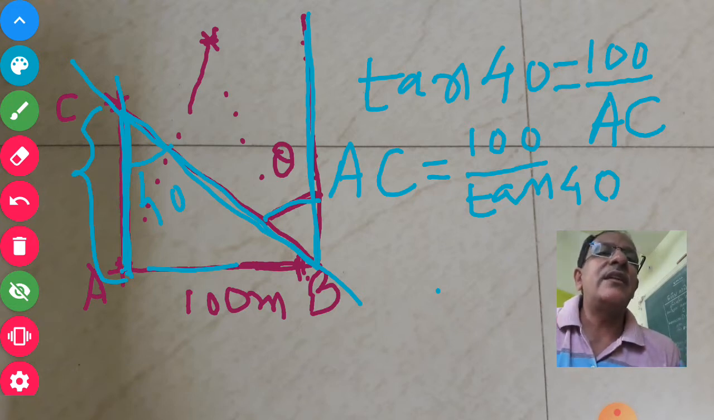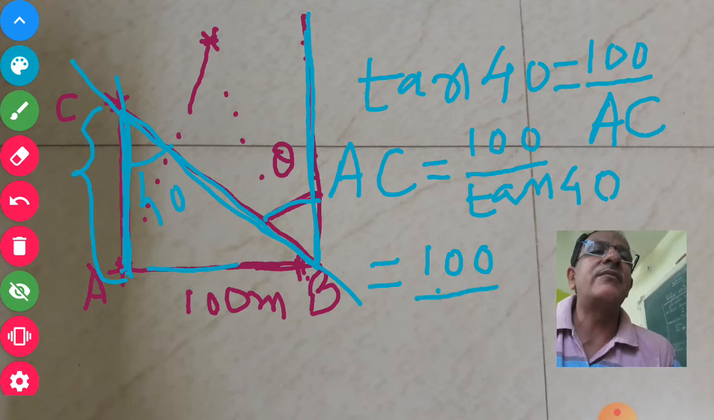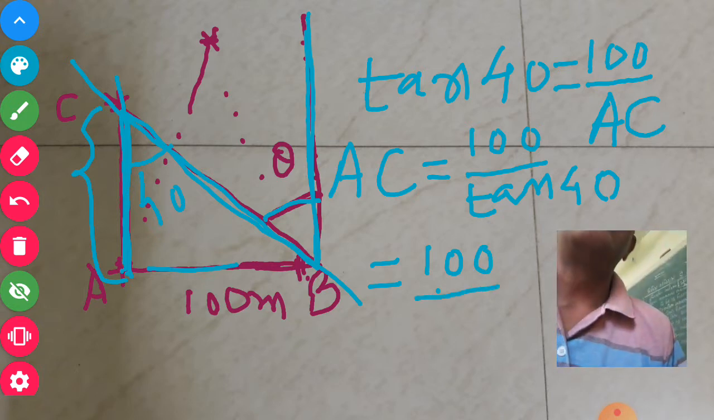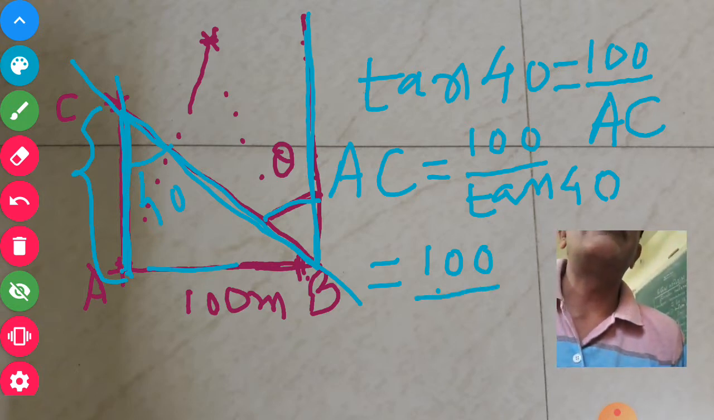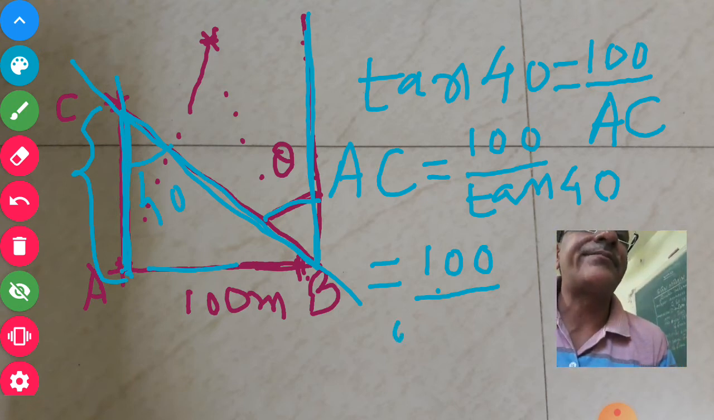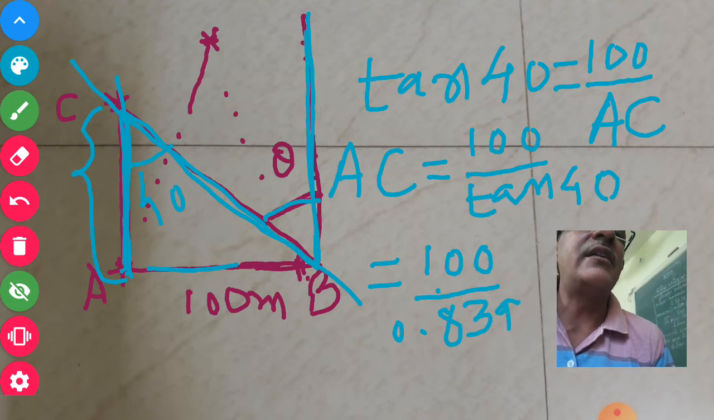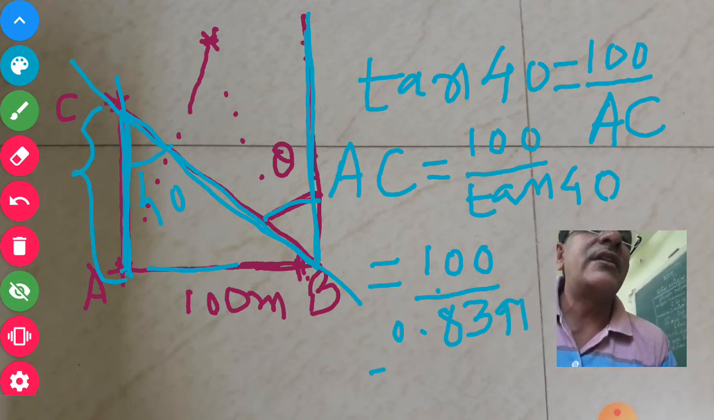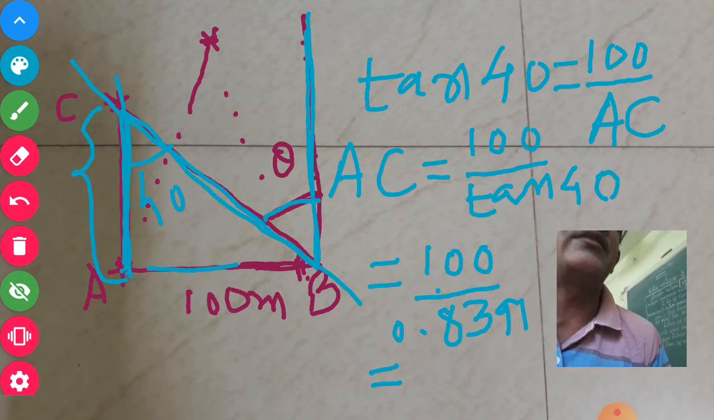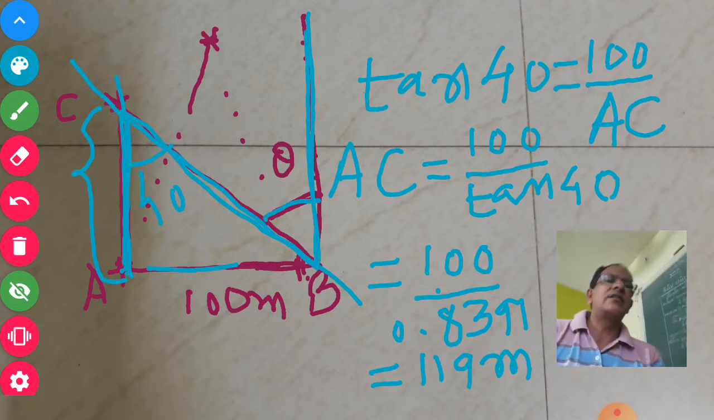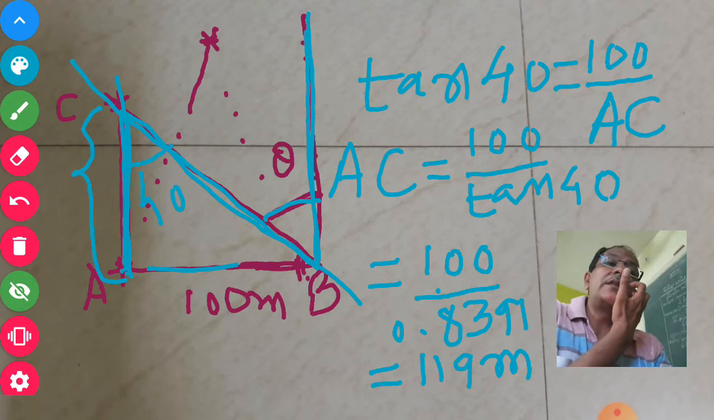If you divide this 100 by the value obtained from the table, which is roughly 0.8391, you will get the answer of AC as roughly 119 meters. So this is again an easy one, where you just have to use the mathematics.